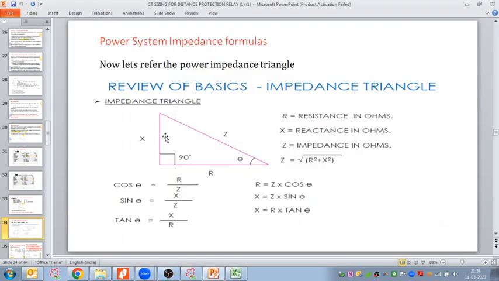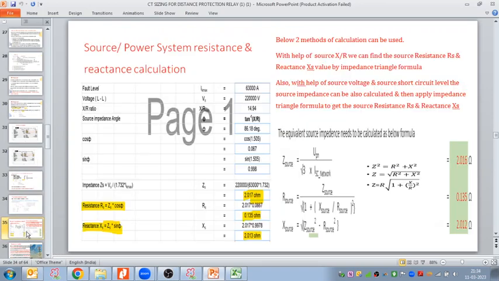So here we have the power impedance triangle, with R, X and Z. Anyway, this we have all discussed yesterday. So now we are starting today's session, and we are going to calculate the source resistance and reactance at the 63 kiloampere fault current value, and after that we will calculate the throw fault current.